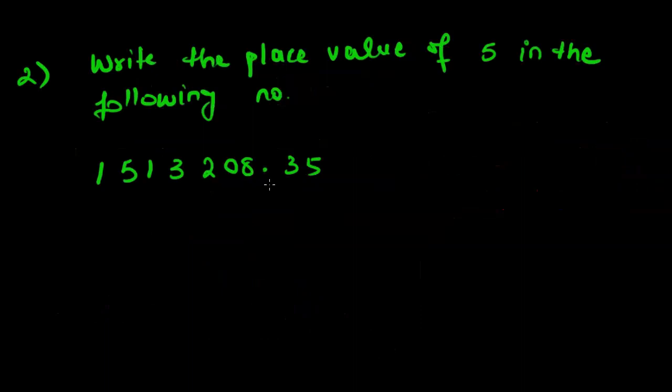Let's take up another example for the sake of practice. The question wants us to write the place value of 5 in the following number. We are not specified which 5 they want, so we would write the place value of both of these 5s. But before doing that, we would write them in a place value chart.